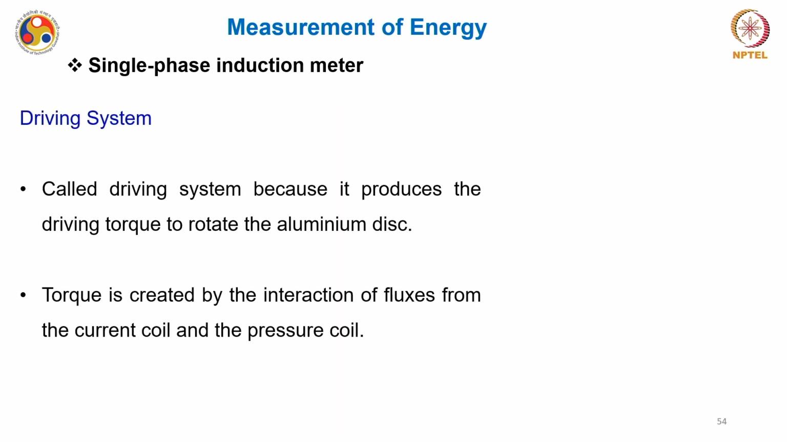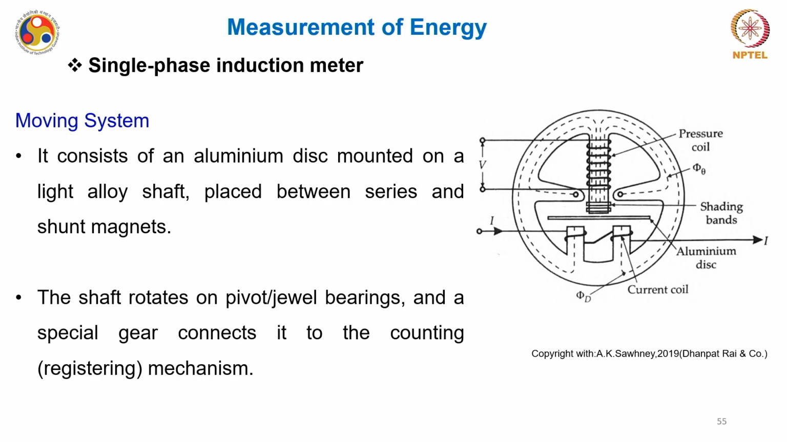Then we have the driving system. This system that we are discussing is known as the driving system because it produces a driving torque which rotates the aluminum disc. Now, torque is created by the interaction of the fluxes that we have just seen between the current coil and the pressure coil.